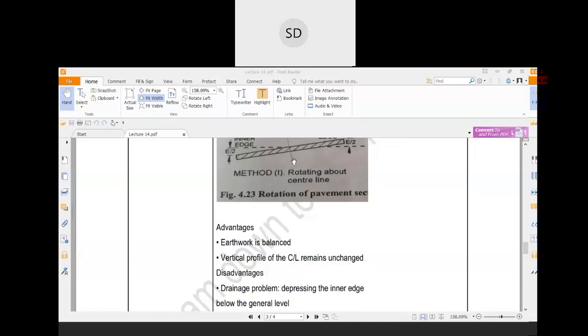But some disadvantage is there. The disadvantage is, as you are depressing the inner edge from that level, there is a chance of water accumulation over there, and it will gradually weaken that portion of the pavement.